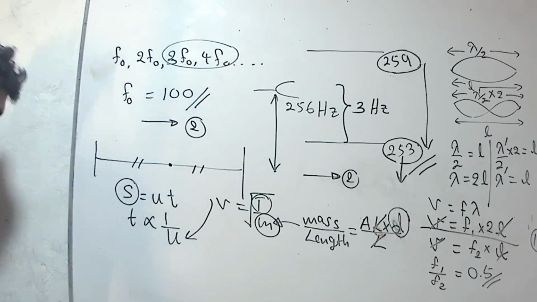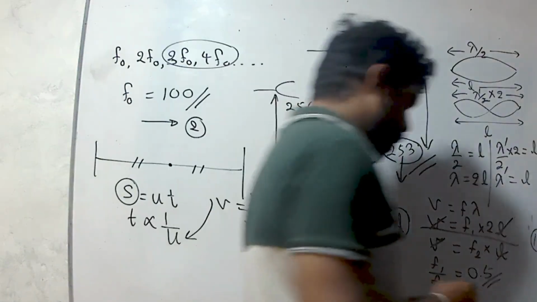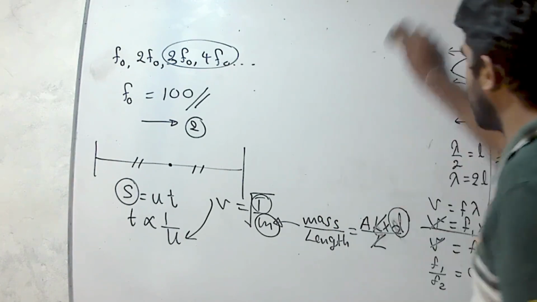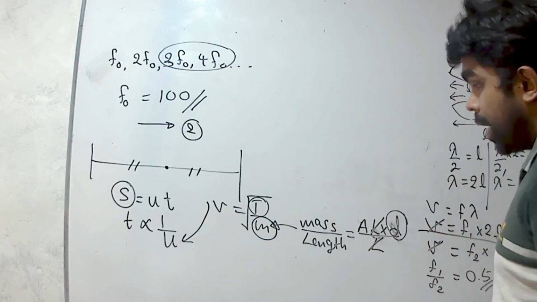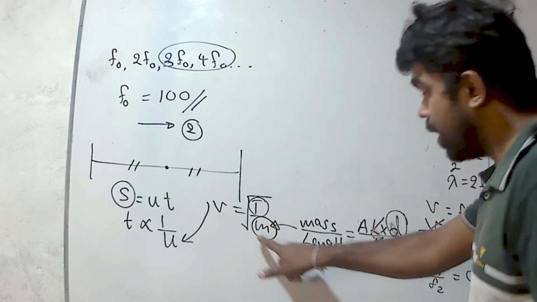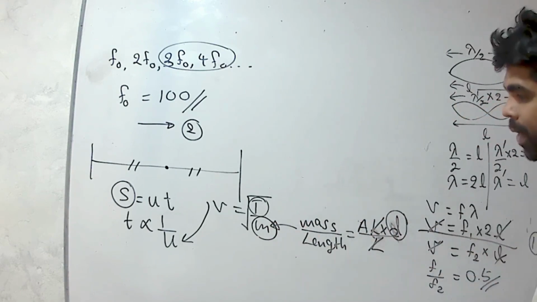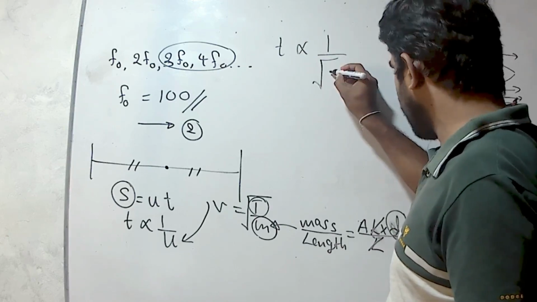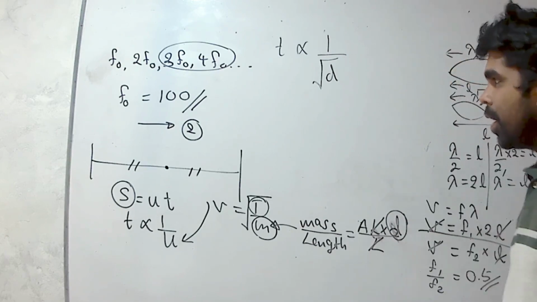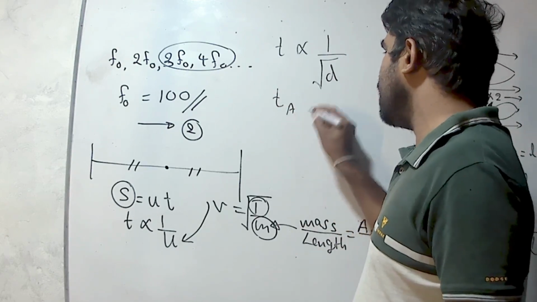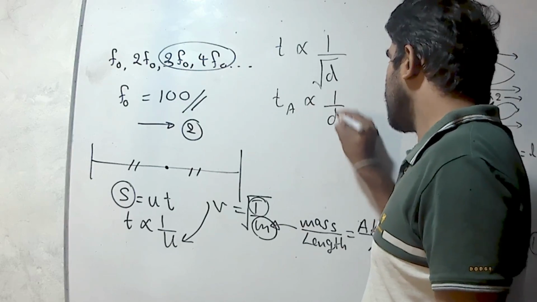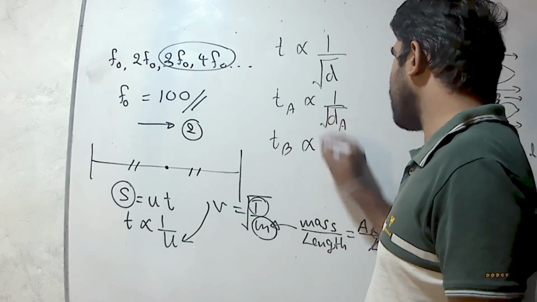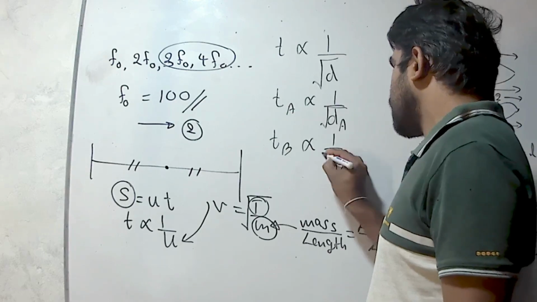Then we can get time inversely proportional to velocity of the pulse in a string. Velocity of the pulse is equal to the velocity of the wave in a string. It is square root of tension over linear density. Linear density is directly proportional to density of the wire. Then we can write time inversely proportional to square root of density of the wire. For the first situation, we can get time TA inversely proportional to square root of dA. For the second situation, time TB inversely proportional to square root of dB.